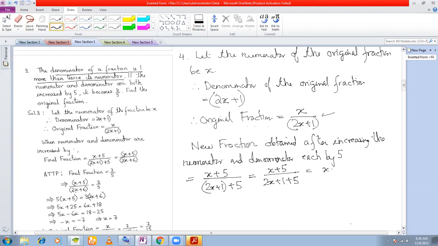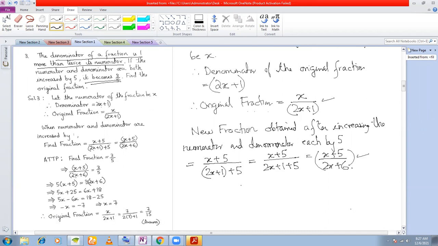So you get (x plus 5) by (2x plus 6), right? This is the new fraction that we are getting. And what is the new fraction equal to? They said if you add 5 to the numerator and denominator, the new fraction becomes 3 by 5. So this fraction must be equal to 3 by 5.